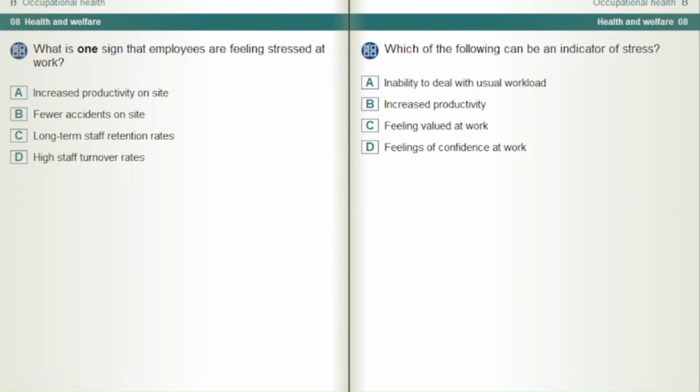Which of the following can be an indicator of stress? Inability to deal with usual workload. Increased productivity. Feeling valued at work. Feelings of confidence at work.